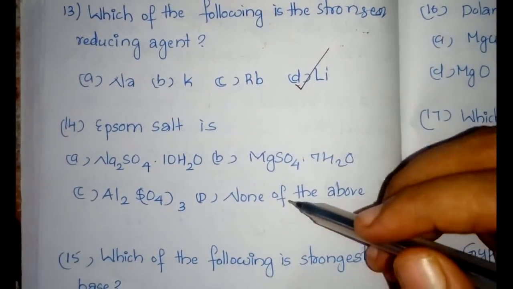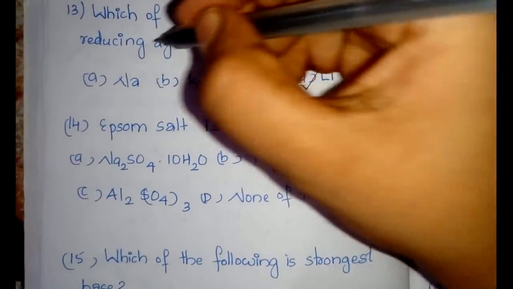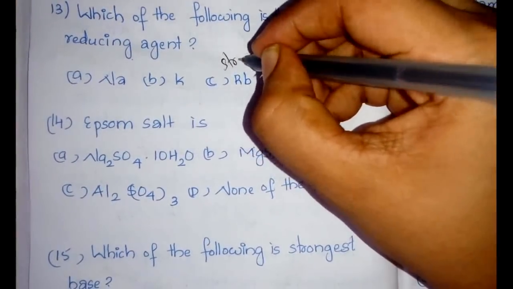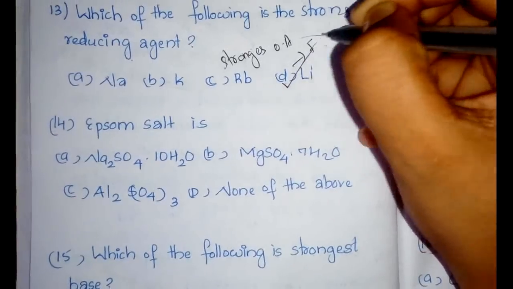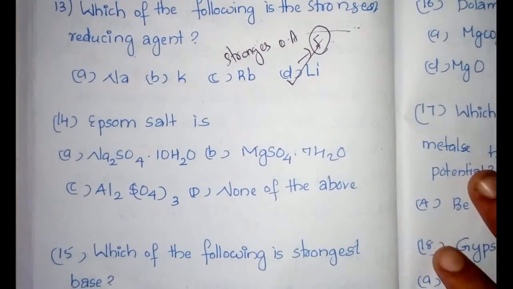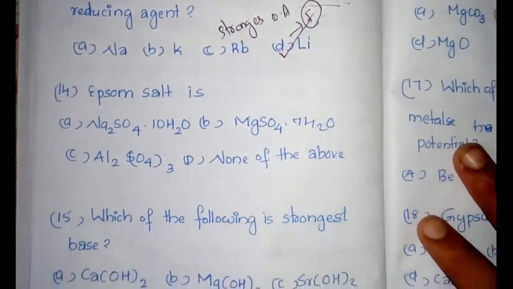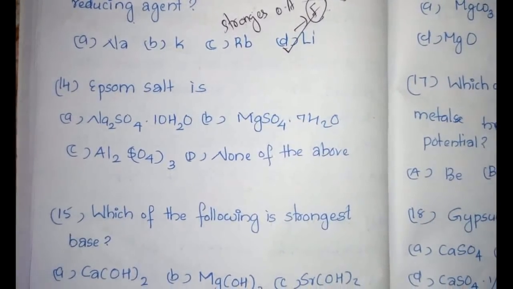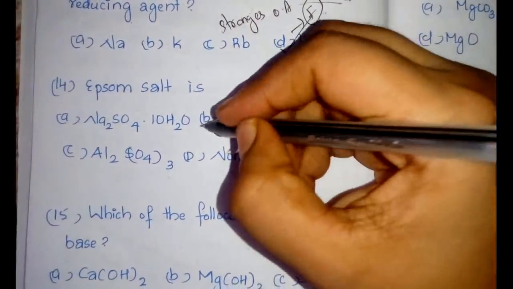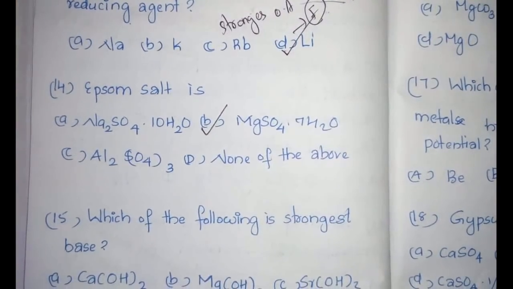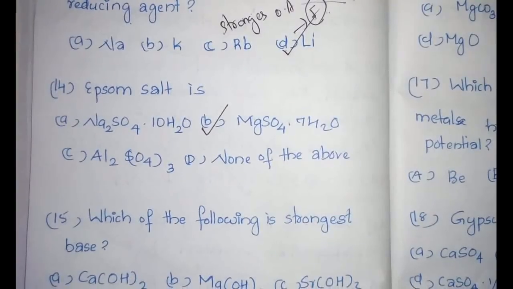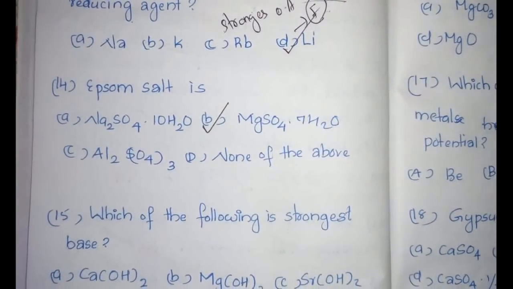Then next, the 14th question, and the strongest reducing agent is lithium, and along with that if you want you can write the strongest oxidizing agent, which will be F. Okay, fluorine will be the strongest oxidizing agent. Next, for the 14th question, what is Epsom salt? The Epsom salt is MgSO4.7H2O, that is the hydrated magnesium sulfate.